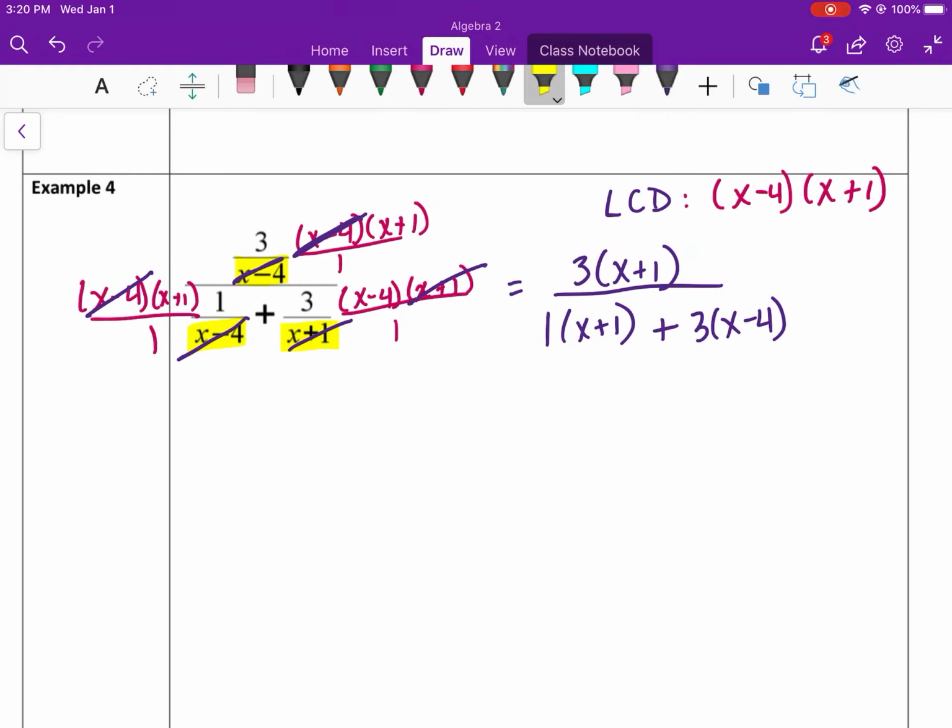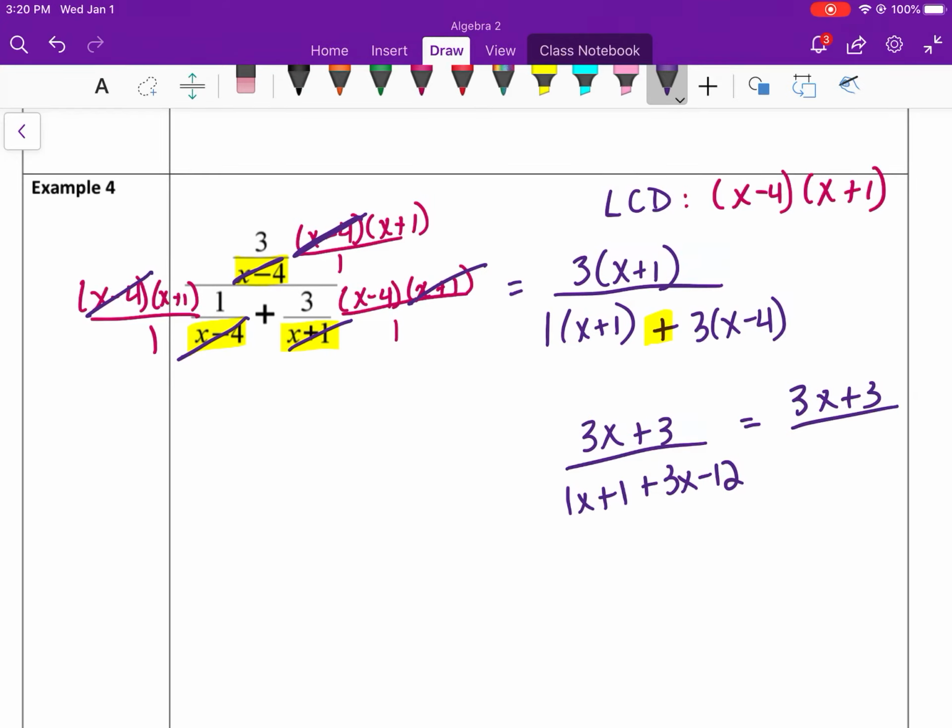Now in the final answer here, I can't simplify the x plus 1s because I have a plus sign here. But what I can do is multiply this out. So I have 3x plus 3, and then 1x plus 1 plus 3x minus 12. Combining like terms, 3x plus 3, and on the bottom I'll have a 4x minus 11. And I have nothing in common factor in either of those, so that's the final answer for that one.